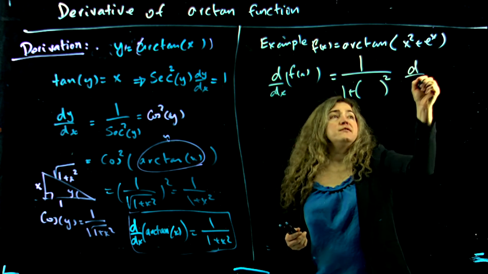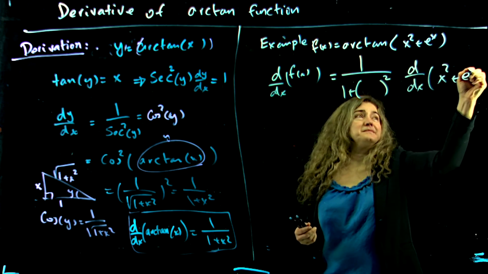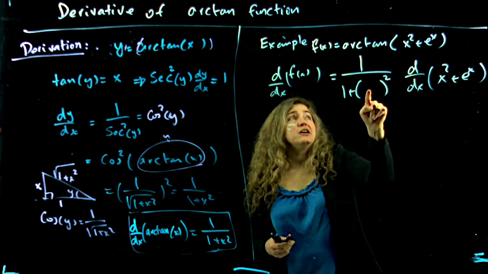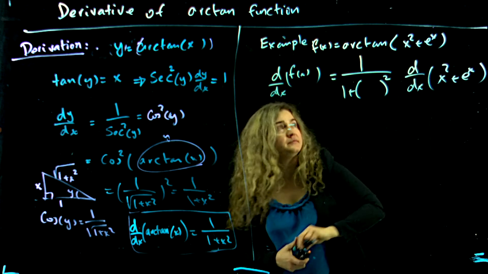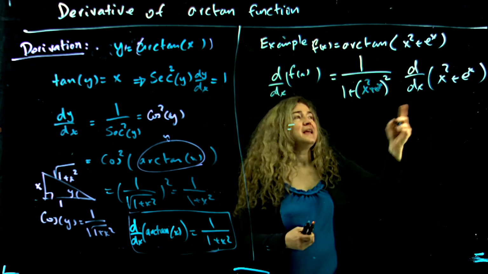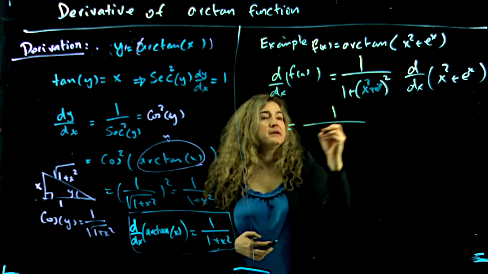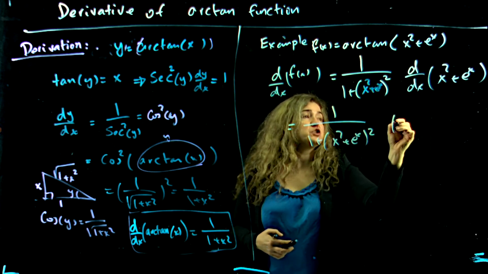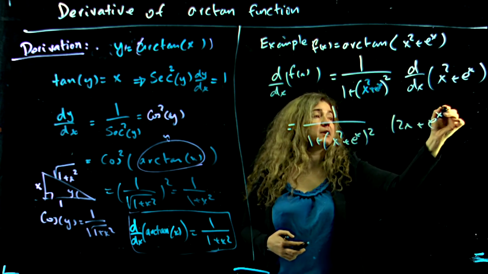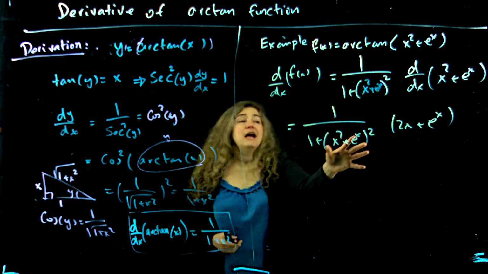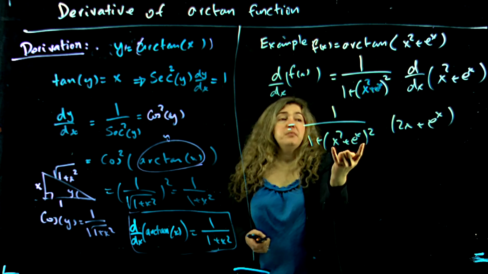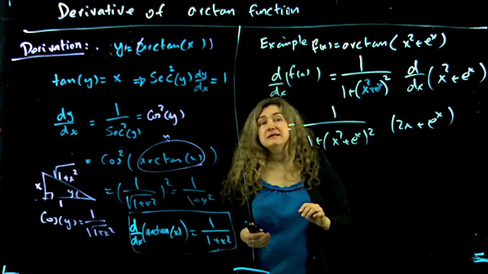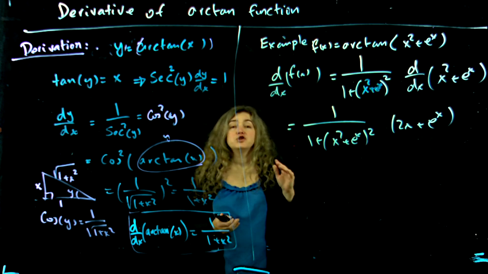Then I'm going to write down the derivative of the inside. What goes in here is going to be the inside that is up there. And then to finish it up, I'm going to have the derivative of that, which is 2x plus the derivative of e to the power x, which is e to the power x. I can simplify this a little bit. I could use the binomial formula to expand and clean up the bottom, but this is actually quite enough for just the derivative.